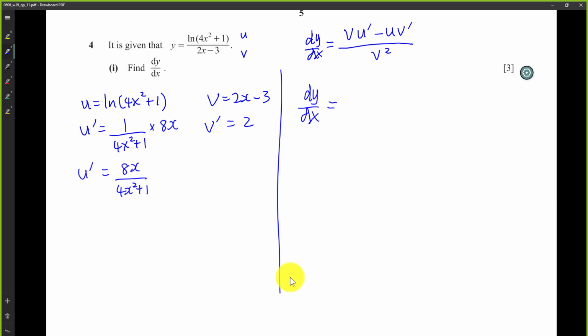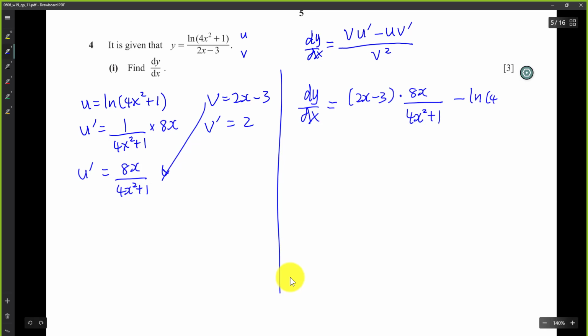So yeah, where's my v? My v is 2x minus 3. And then multiply this one. So I will multiply 8x over 4x squared plus 1. And then minus u, my u will be ln 4x squared plus 1 multiply 2. So yeah, I multiply 2 over v squared. V will be 2x minus 3 square.